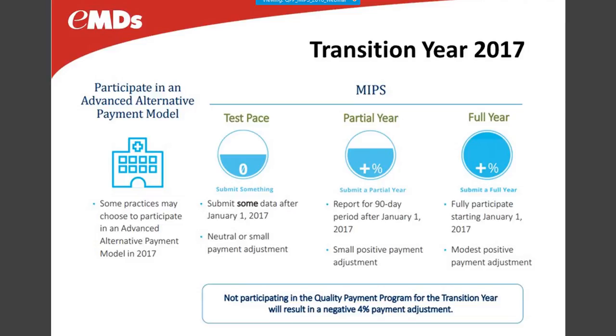You can also participate in 2017 as reporting for a continuous 90-day period to receive a small positive payment adjustment. Or another option is to fully participate and submit data for the entire year to more likely receive a larger positive payment adjustment. So again, in 2017, if an eligible clinician chooses to not participate at all, they will receive a negative 4% payment adjustment.